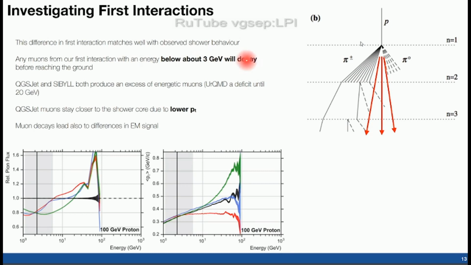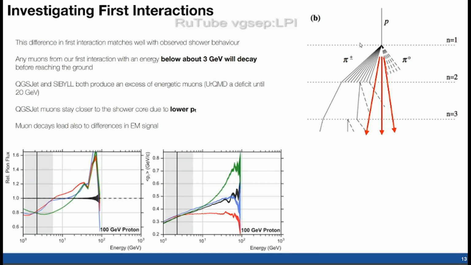The additional QGSJet muons that are produced stay close to the shower core because the pions that are producing them have less transverse momentum. And then these muons get close to ground level, decay, and also give us an increase in our electromagnetic signal. So I think all this seems to tie together nicely.